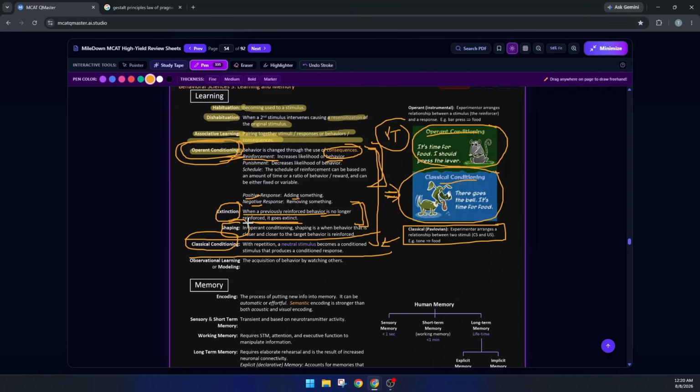It's extinct. And then shaping, in operant conditioning, shaping means when the behavior is closer and closer to the target that's being reinforced. So the first time you try to reinforce the behavior, it's not going to be a perfect behavior. Over time, it will become closer and closer to the target behavior, and that is what we call shaping.